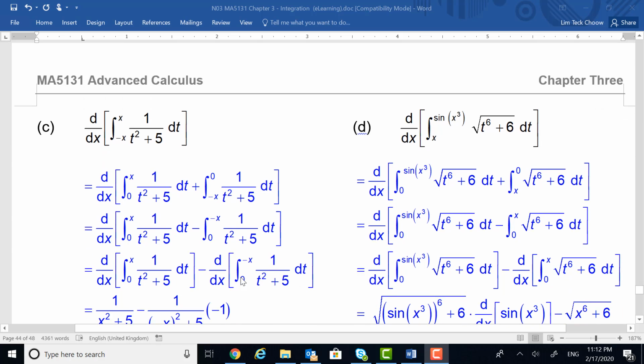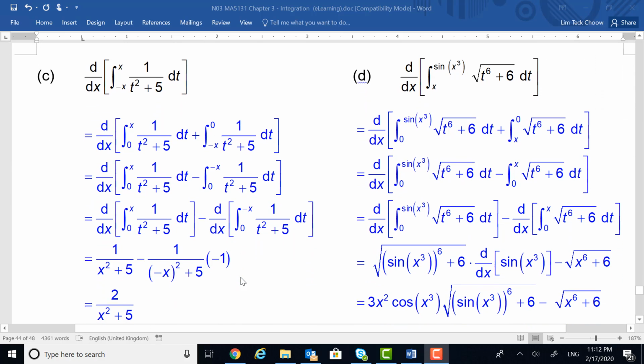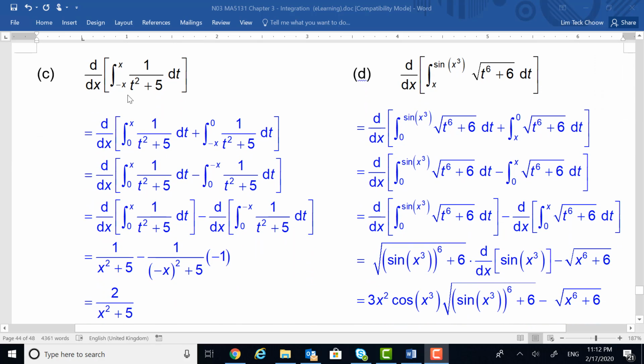Let's look at more examples. Now you have minus x here and x here. For such a question, right, you will break it up into two parts: minus x to 0 and 0 to x. I can turn this the other way around by putting a minus here. And now we're ready to apply the theorem.